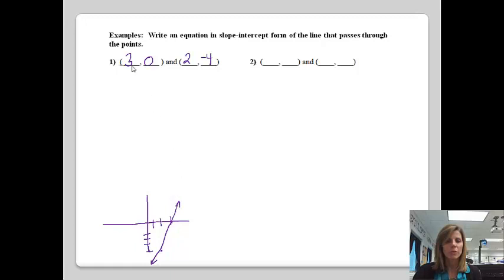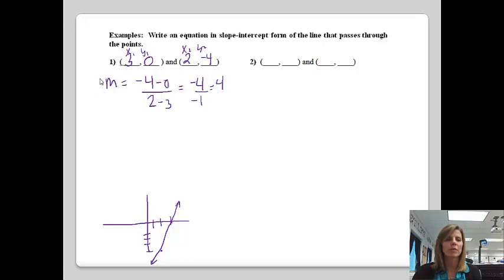Now the directions say write an equation of this line. So we just want to find out what the equation of that line would be. First thing we need to do is find the slope. If you need to label your points as x1, y1, x2, y2, go right ahead. I think most people are getting comfortable with slope and don't need to do that. y2 minus y1 is negative 4 minus 0, divided by x2 minus x1, which is 2 minus 3. That gives me negative 4 over negative 1, which reduces to 4.